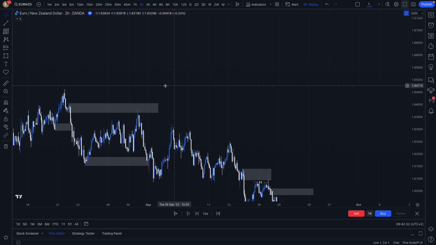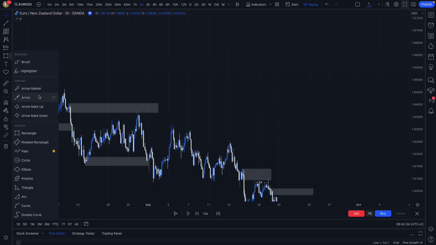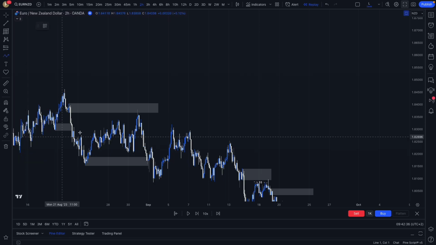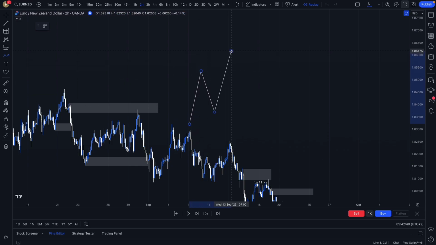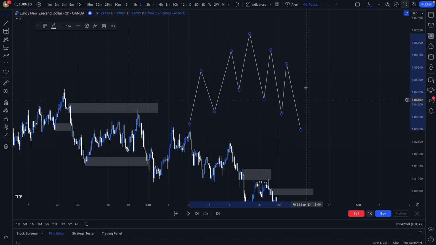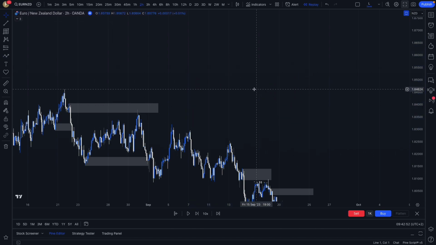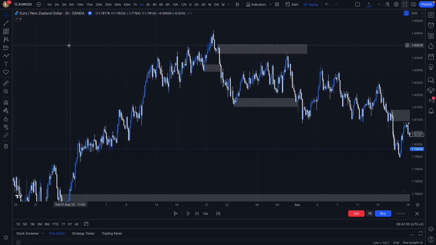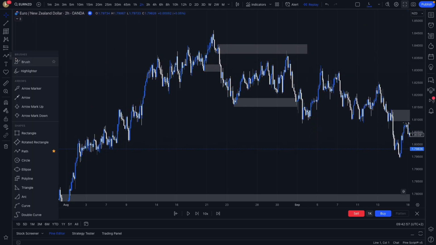So when we take basic market structure, we will see that price will make a higher high, higher low, higher high, higher low, higher high. Then at some point in time it will shift and make a lower low, a lower high, lower low, lower high, lower low, etc. So when we look, it's exactly what happened here.